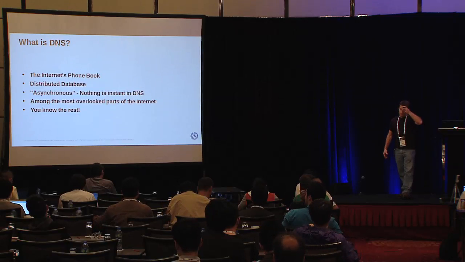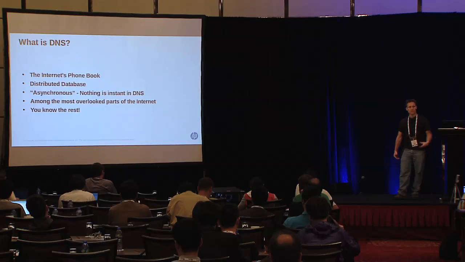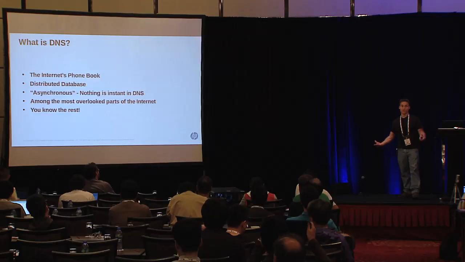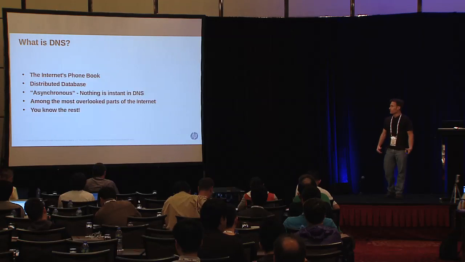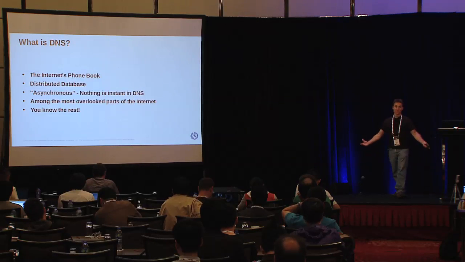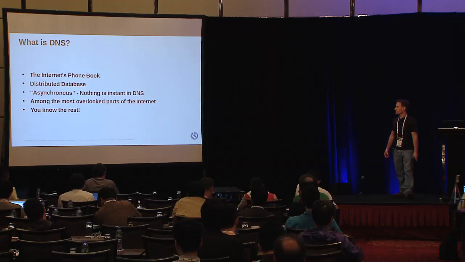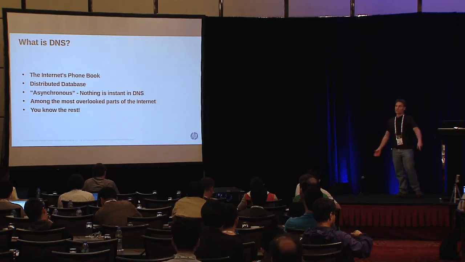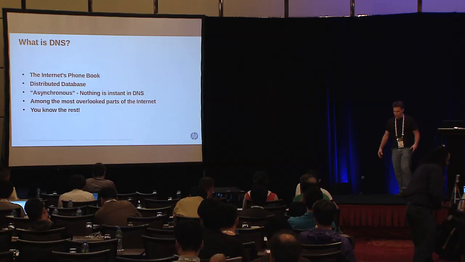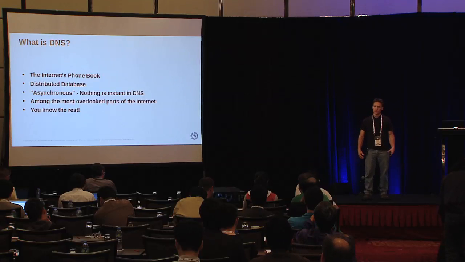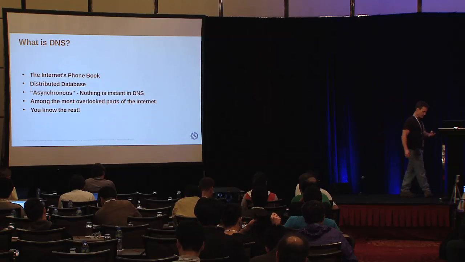For me, when I was asked to work on DNS as a service, I thought, it really does match my background in databases. It's a distributed database. It's probably the most distributed database. It's asynchronous. Nothing is instant in DNS. It's kind of the ultimate eventually consistent model. And like I said, it's among the most overlooked parts of the internet. You don't think about it. It just does what you want it to do. Sometimes there are problems, and it's very debilitating to your experience on the internet. And you know the rest. I won't belabor the point too much.